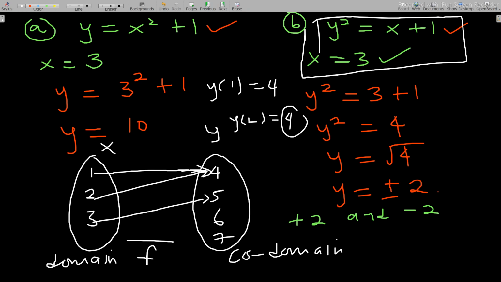So this is what we call a function. Now if 1 was also giving another value, which means 1 can give 4 and at the same time can give 6, this means that this is not a function.